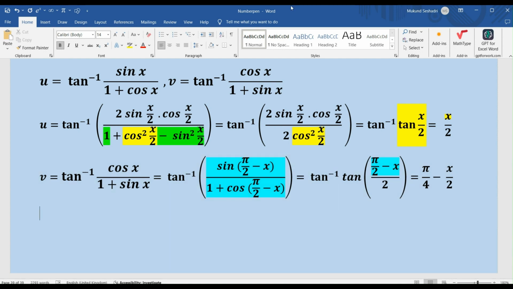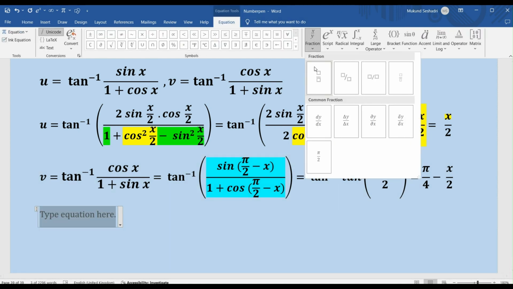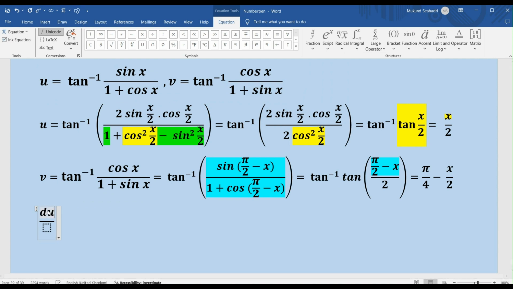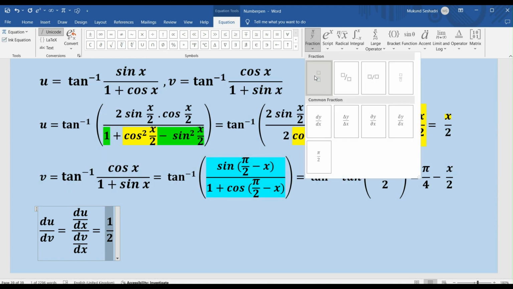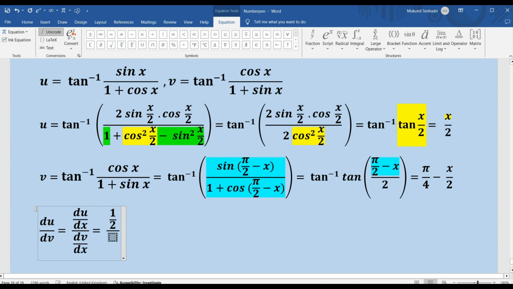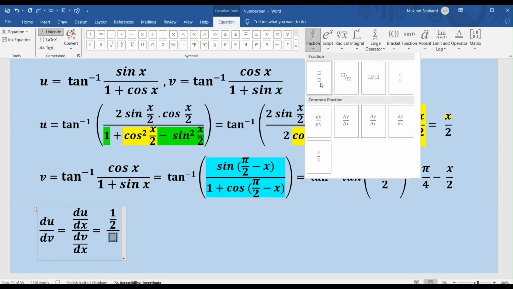Now I've been asked to find du by dv. So my du by dv is nothing but du by dx, the whole divided by dv by dx, right? So my du by dx is nothing but d by dx of x by 2, which is nothing but a half, right? And then I go down to my dv by dx. I have pi by 4 minus x by 2. My d by dx of pi by 4 is 0. And then my d by dx of minus x by 2 is nothing but minus half, right?